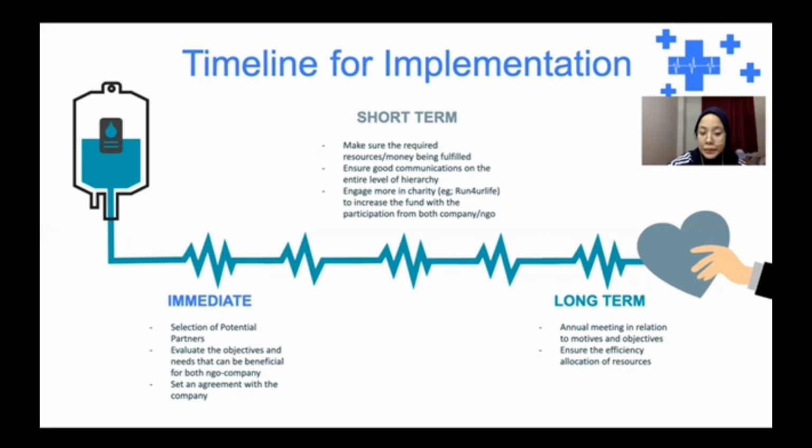So in the long term, the NGO needs to conduct an annual meeting to revise all the objectives and the charity that have been implemented, whether it is effective or not. Also, they need to ensure the efficiency of the allocation of resources, which means they need to recheck if the allocation is not enough and give advantage to both sides. This is just to maintain a good relationship and keep the business relationship in harmony and peace.